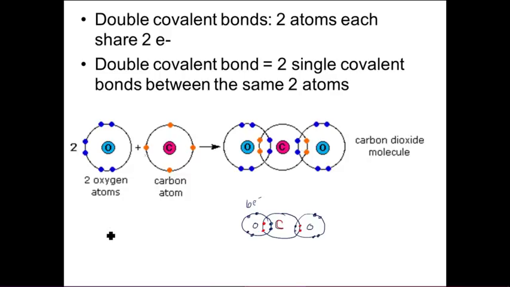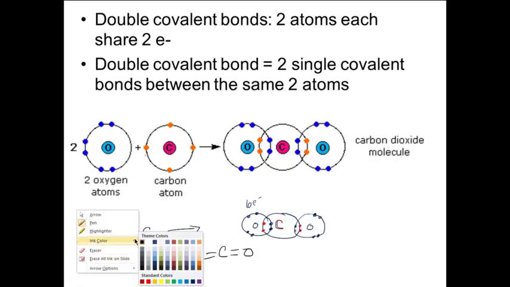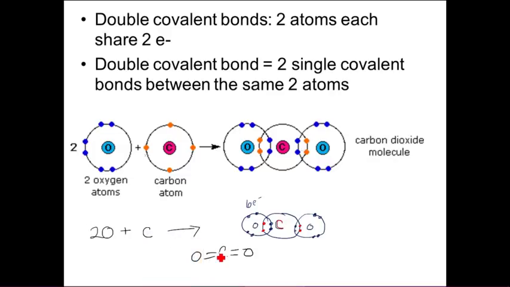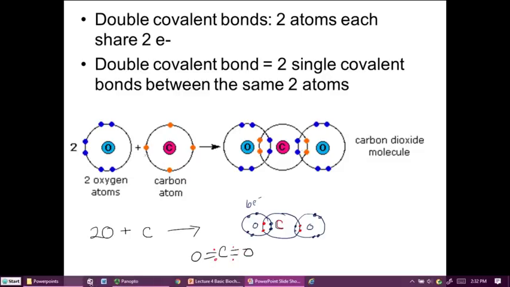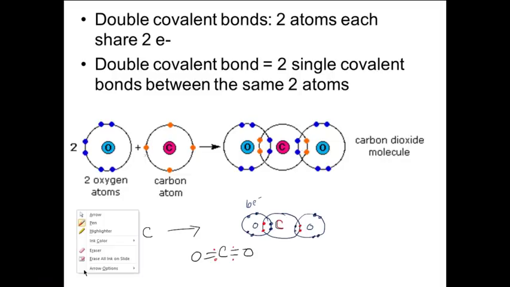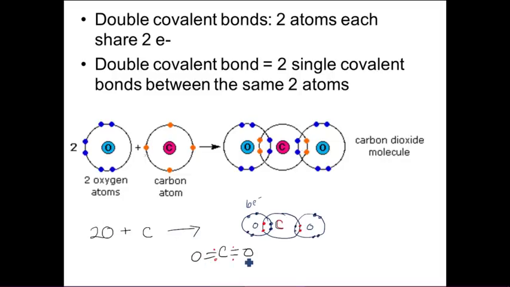Okay, so you could write this out as 2 oxygen plus 1 carbon is going to equal CO2. Okay, and these are equivalent things, right? So this is showing that carbon is sharing 2 electrons, and you could even write in the electrons there. Okay, here's carbon's electrons that it's going to share. And then here are oxygen's that it's sharing.